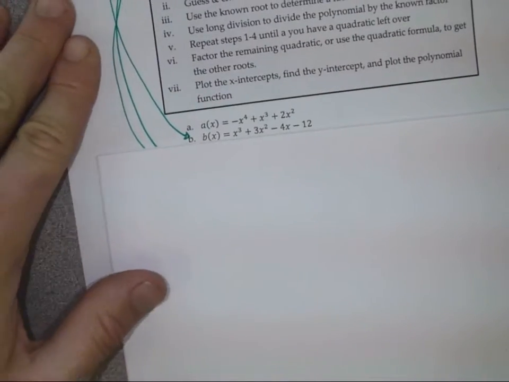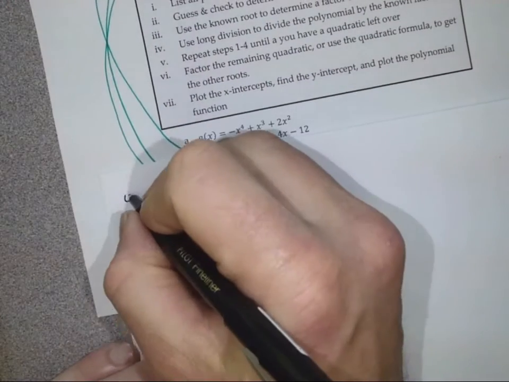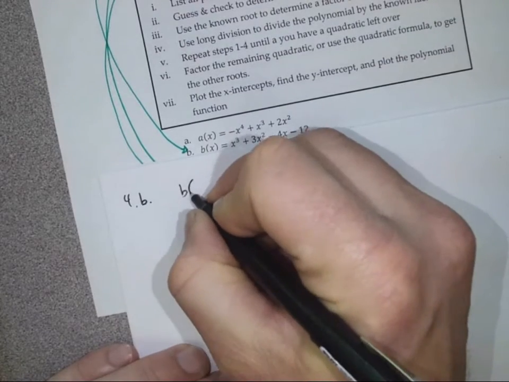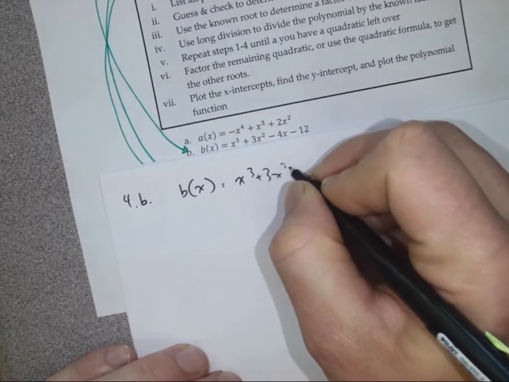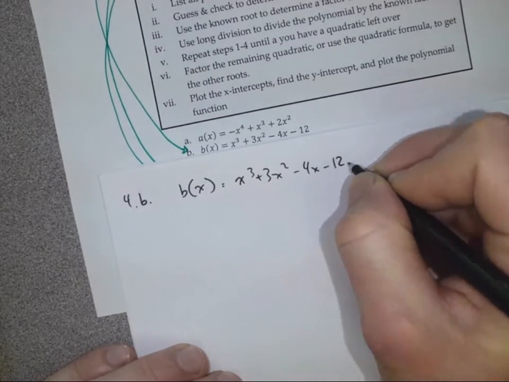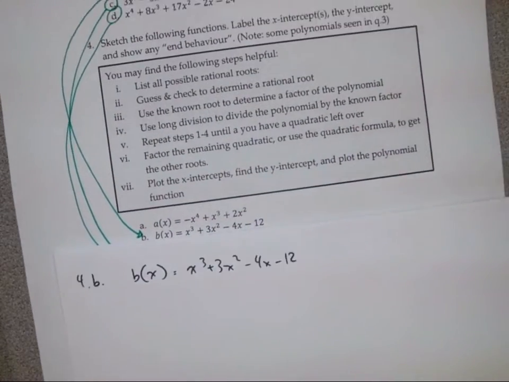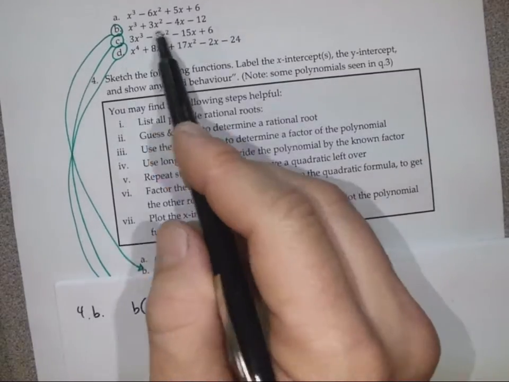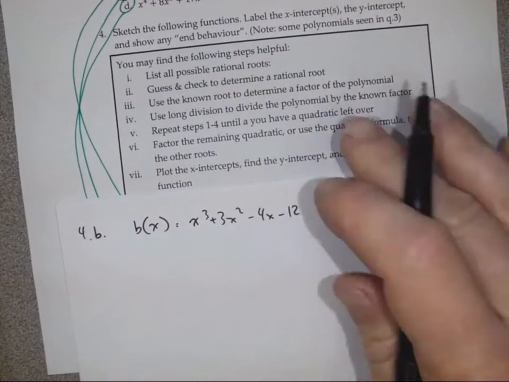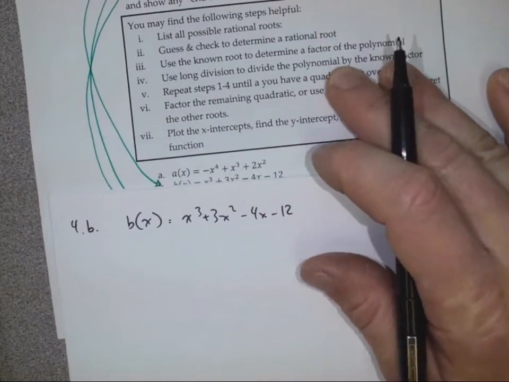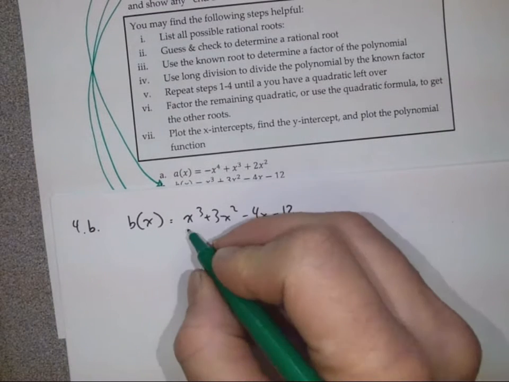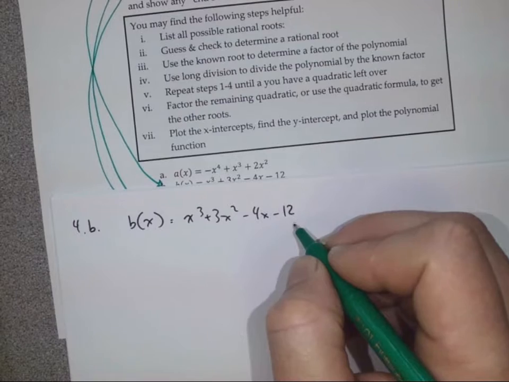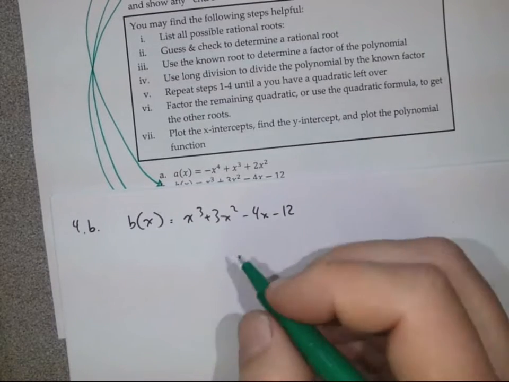All right, 4b. So we've got b of x is equal to x cubed plus 3x squared, take away 4x, take away 12. Now, I did list all the possible roots of this thing. However, I can see this is a cubic graph. I'm going to see if I can get away with factoring by grouping, because I can see that there's a common factor here and a common factor here. I'm not sure how this is going to work out, but I'm going to give it a try.